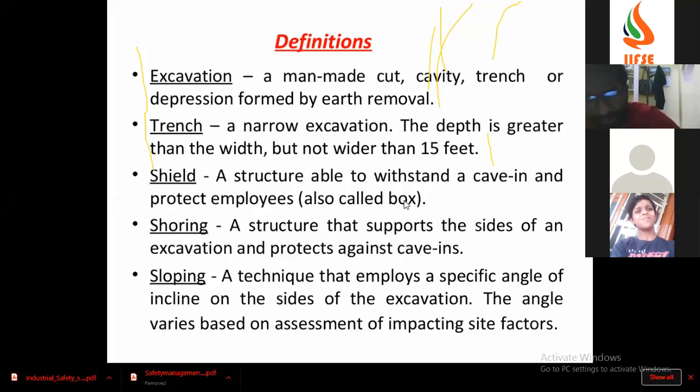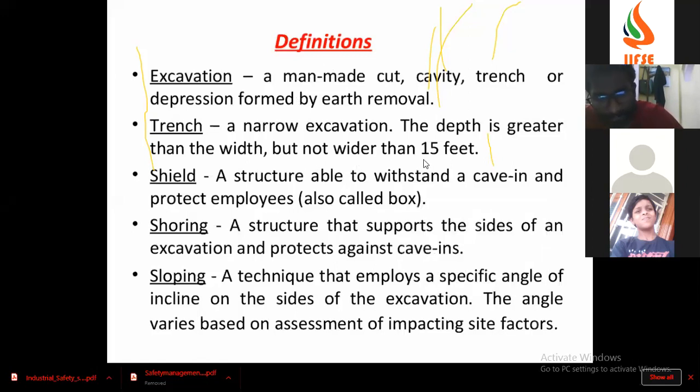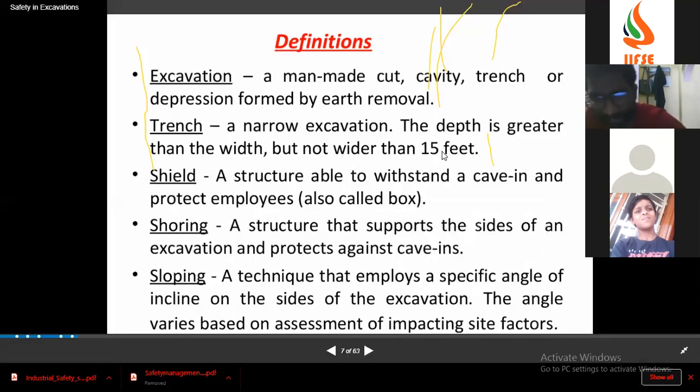The man-made cut, cavity, trench, or depression formed by earth removal is an excavation. Trench is a narrow excavation where the depth is greater than the width. That is called a trench. If it goes deep but the width is less, it comes under trench, but not wider than 15 feet.